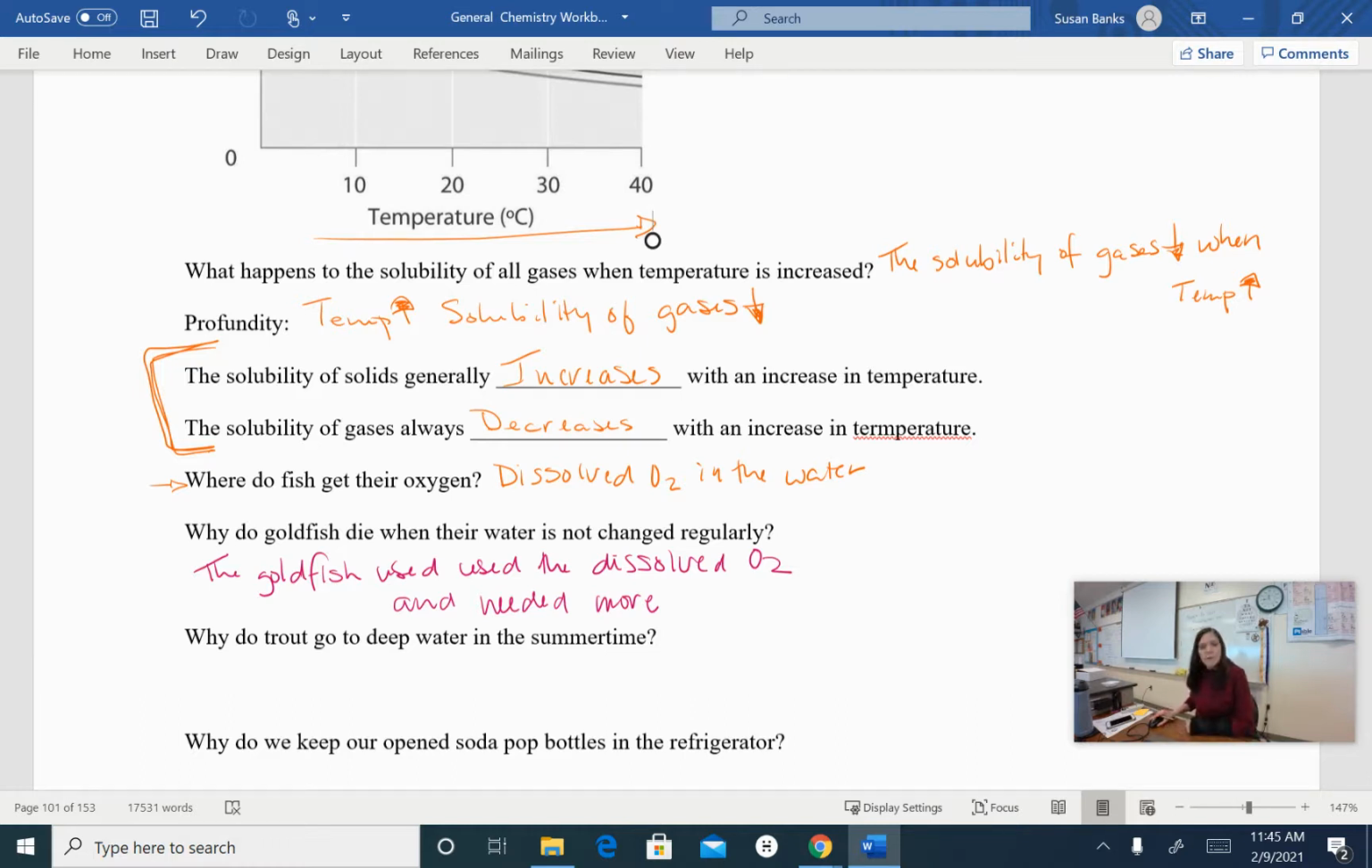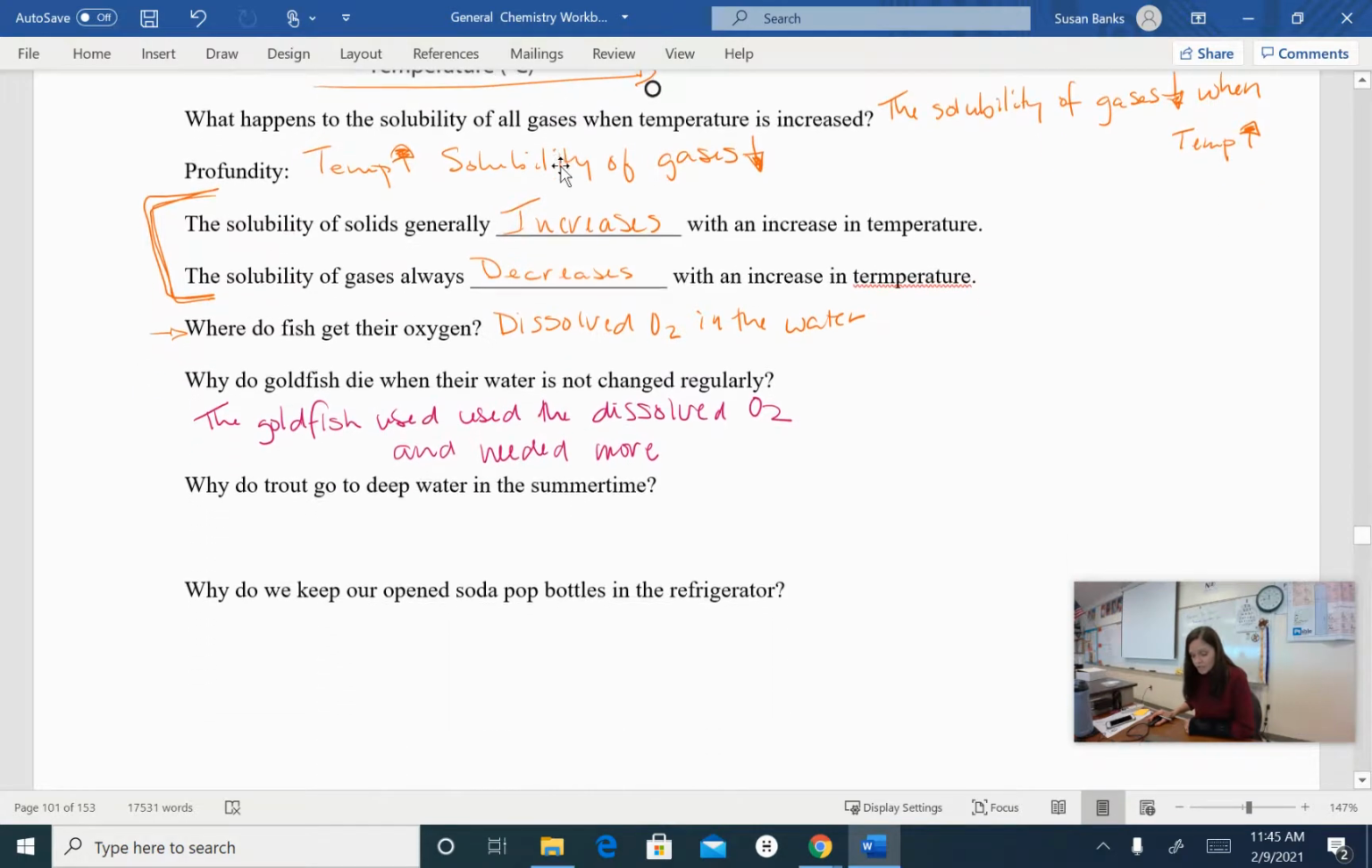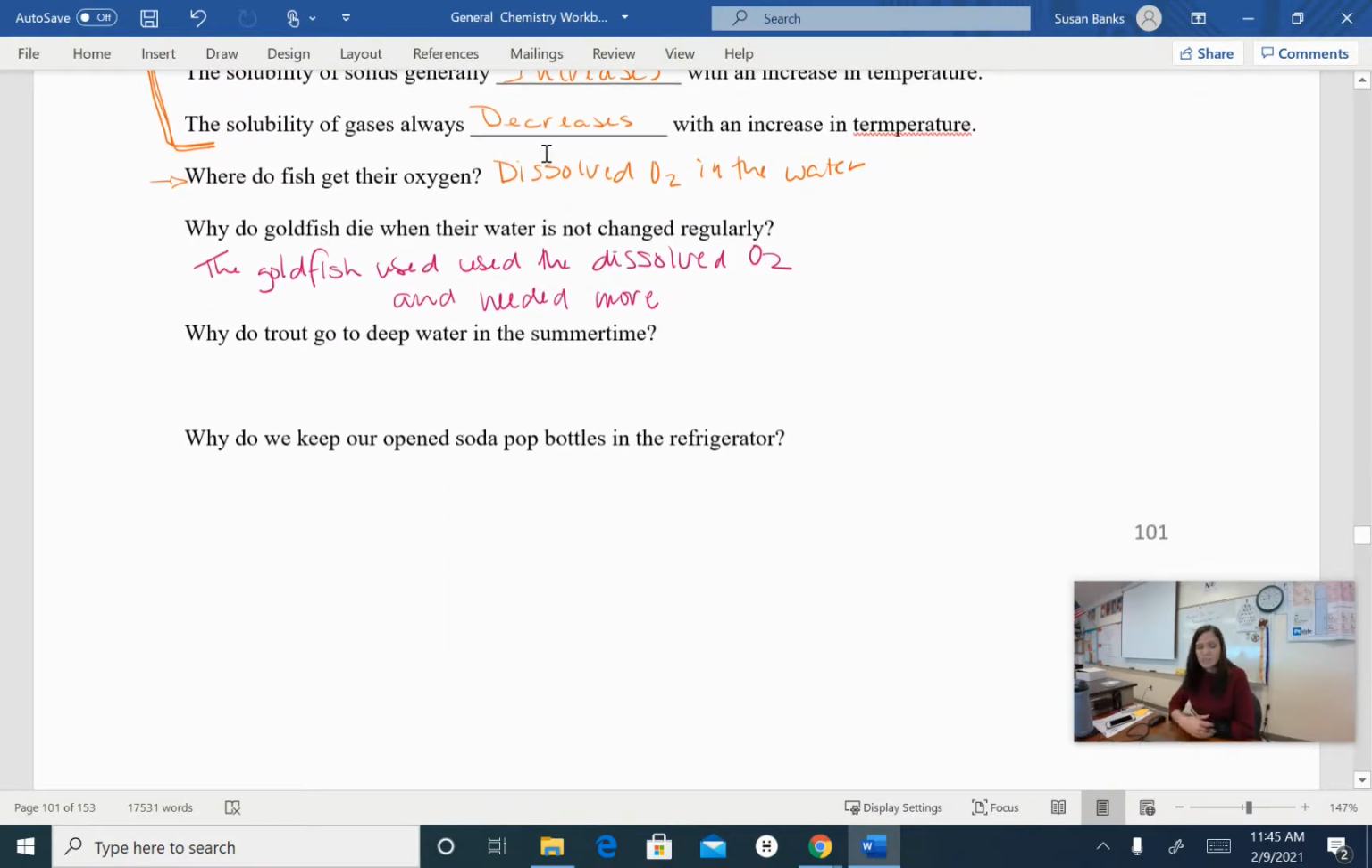Okay, how many of you guys actually go trout fishing? If you've ever gone trout fishing, you know that the trout actually hide out in the really deep pools in the summertime, especially in the summertime. Now, what's the difference between the water in the deep pools versus the water in the shallow pools? Do you think about that for a second? If you think about it, the deep pools are really cold, right? So the deep water or the deep pools in the stream are the cold places.